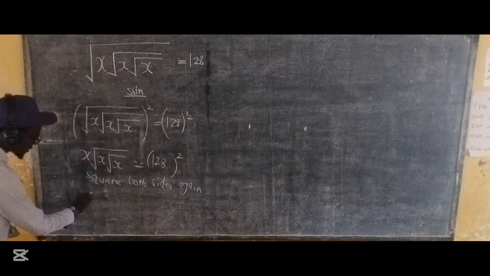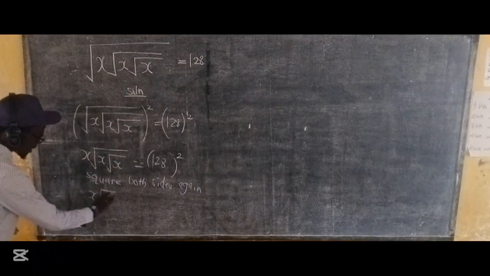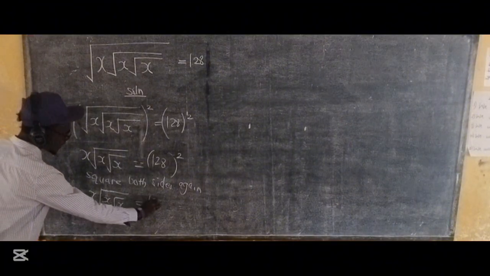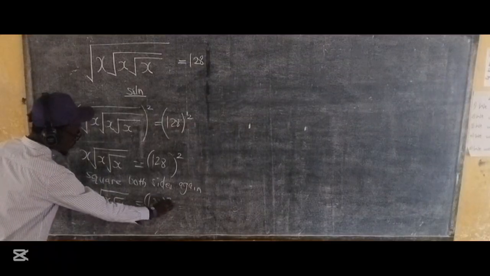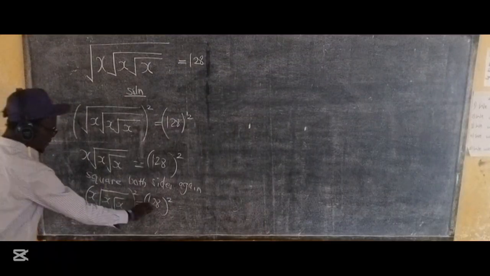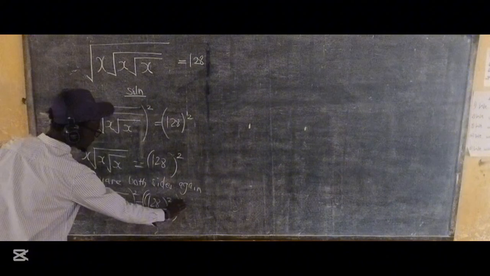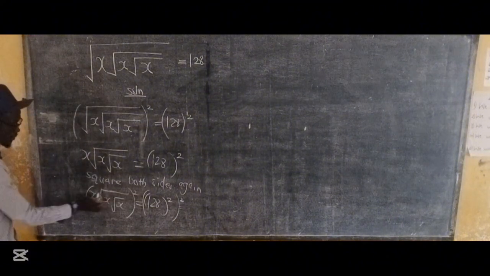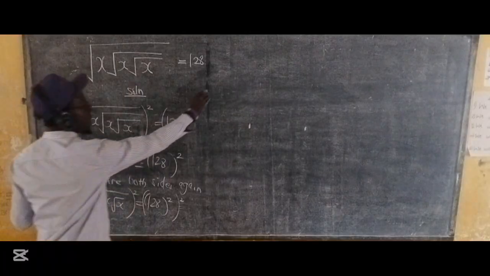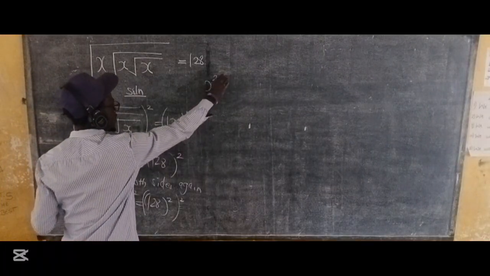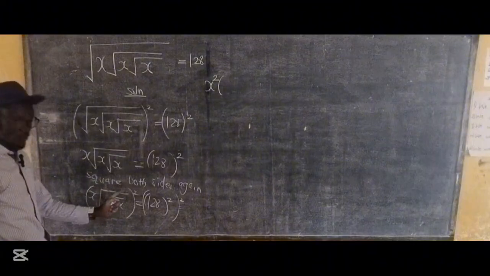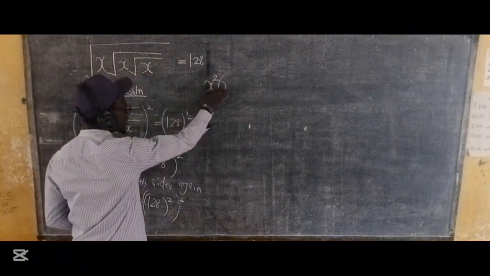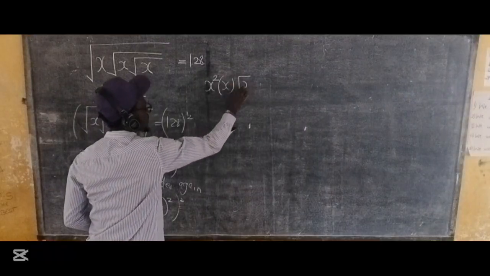Now, you have x times x times the square root of x. Then this becomes 128 raised to the power 2. Now let's square both sides again. Remember, this square is affecting this x, meaning this becomes x squared, and to get rid of this square root, this square comes to this square root. What remains is x.